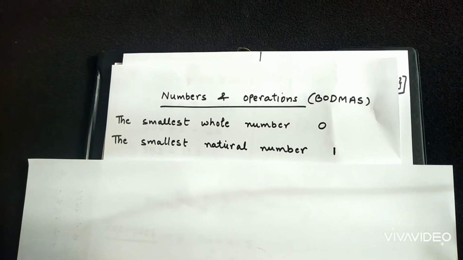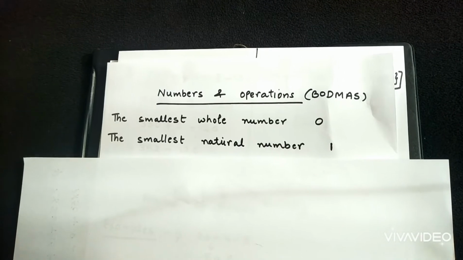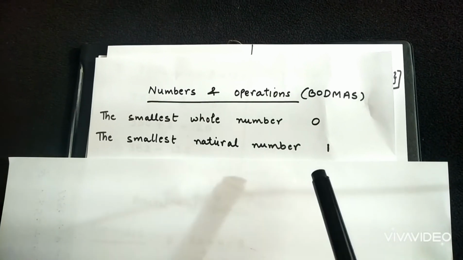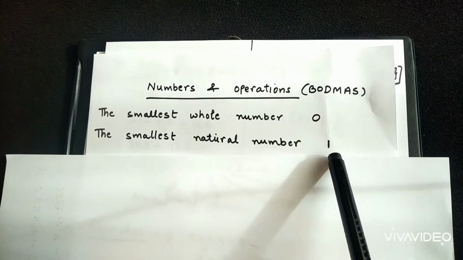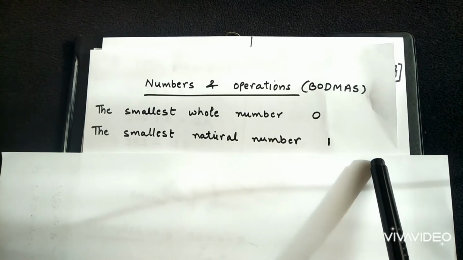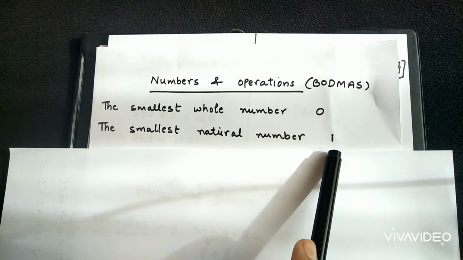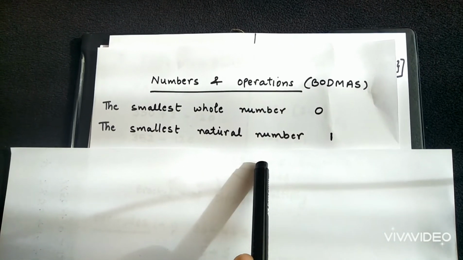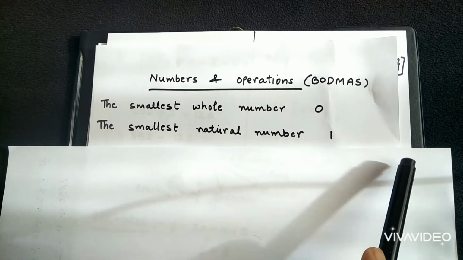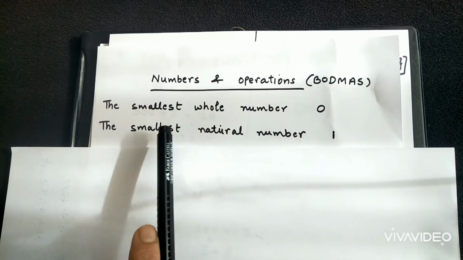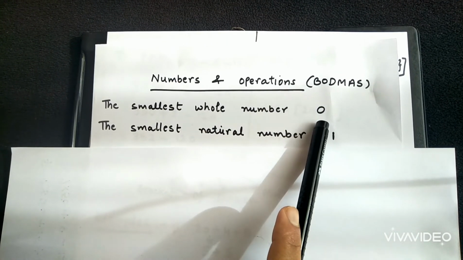You should know what is a whole number and a natural number. When we ordinarily start counting objects, we start from 1, like 1, 2, 3, 4 and so on. So the smallest natural number is 1. If we add 0 to these natural numbers, that makes whole numbers. So the smallest whole number is 0.